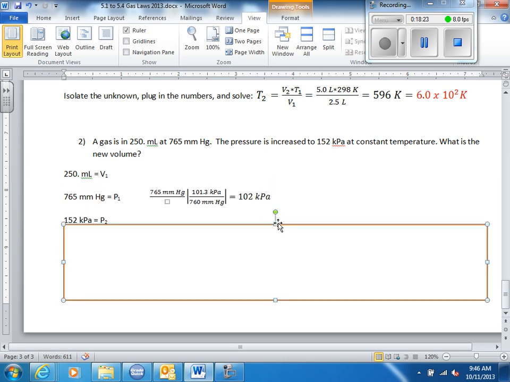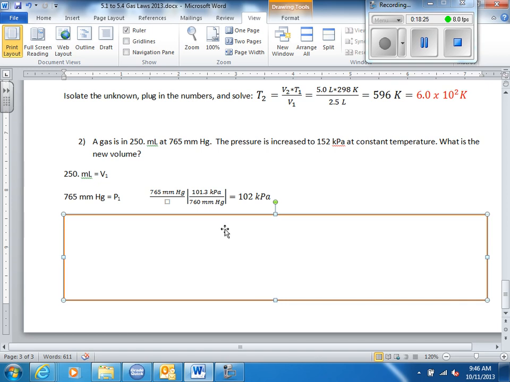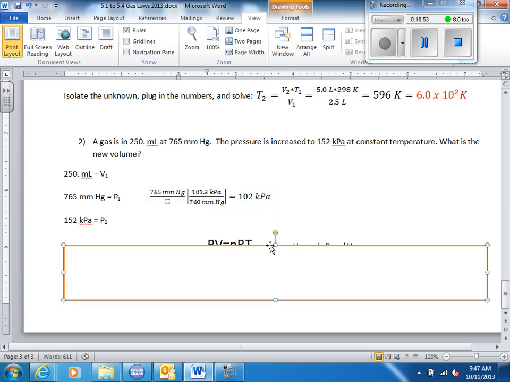The pressures are in different units. So I've got kilopascals and millimeters mercury. I don't have to convert these both to atmospheres. I just have to make sure that they are in the same units. So I just chose to convert this millimeters mercury into kilopascals, and then the other pressure I will leave as kilopascals. Okay, so there is our P1 right here. And then this other pressure would be our P2. There we go.